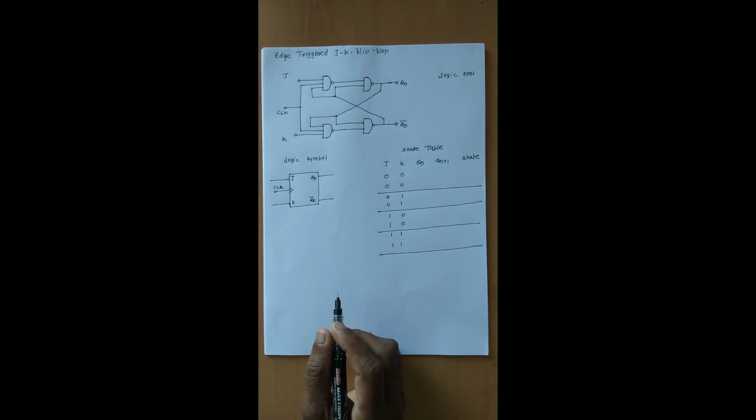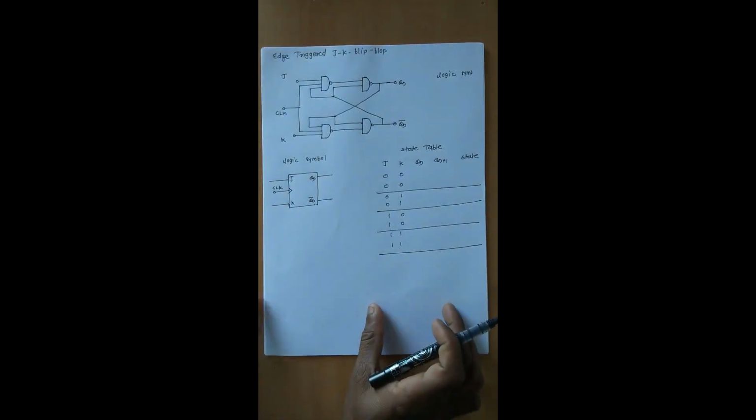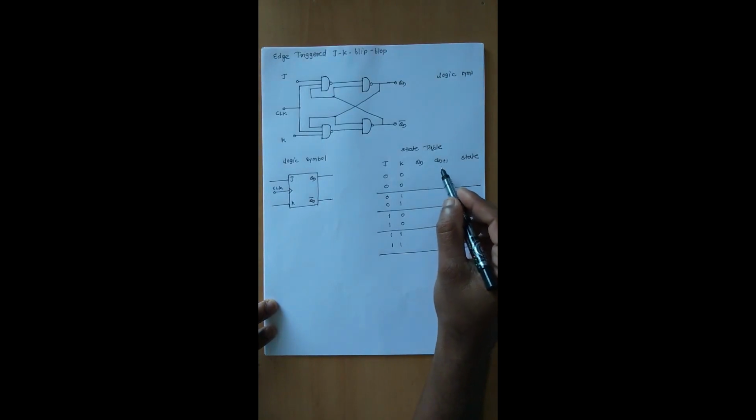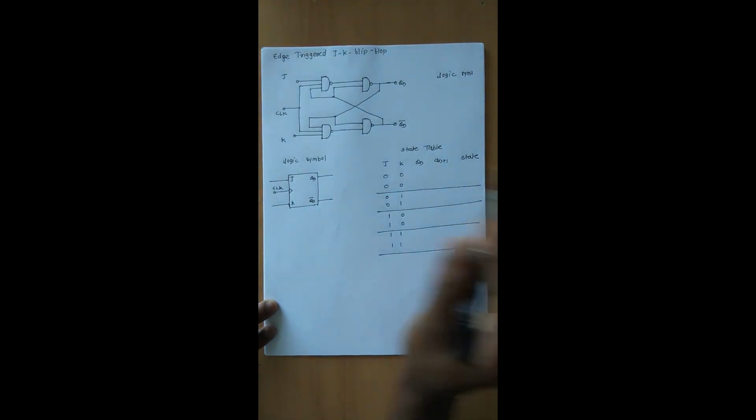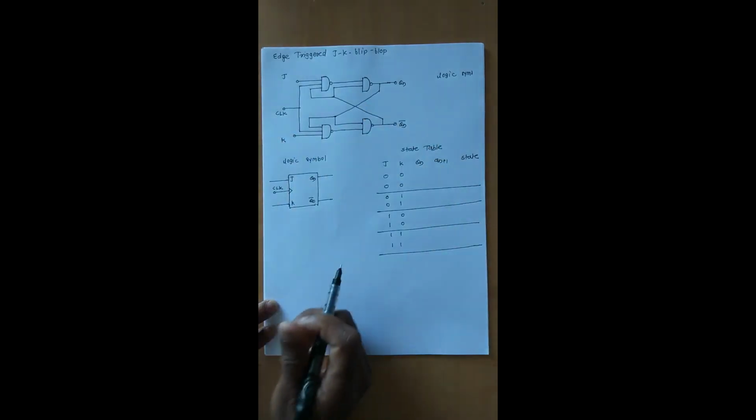Then let's start with the state table. We have to explain this state table and represent which state is present at the next state, where Q of N is the present state and Q of N plus 1 is the next state. So we have to analyze this state table with the help of this circuit diagram.